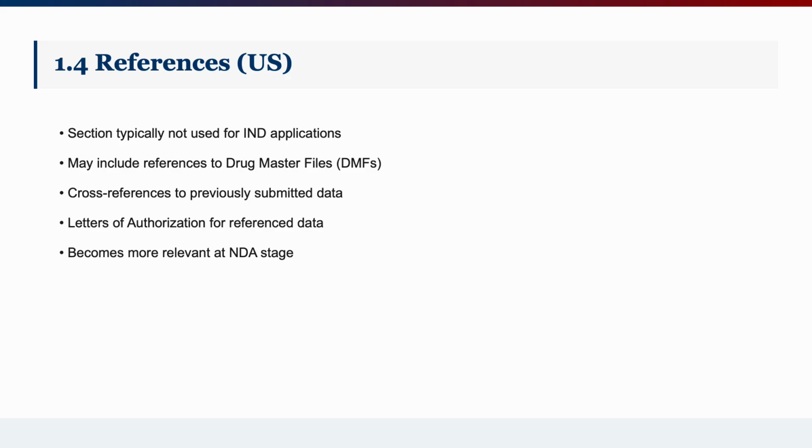A DMF is a submission to the FDA that contains confidential detailed information about facilities, processes, or articles used in the manufacturing, processing, packaging, and storing of drugs. API manufacturers often maintain DMFs, and sponsors can reference them in their INDs rather than duplicating all that information. If you're referencing a DMF, you'll need a letter of authorization from the DMF holder. This letter authorizes the FDA to review the relevant portions of the DMF in support of your application. Without this authorization, the FDA won't look at the DMF.